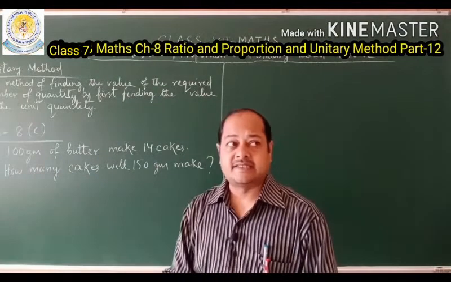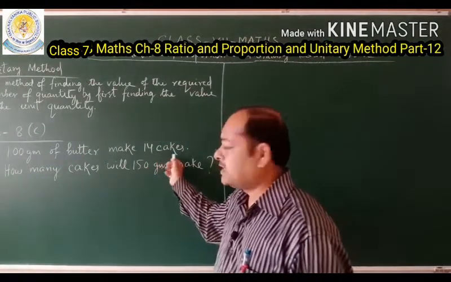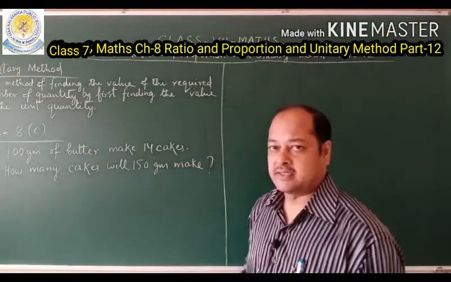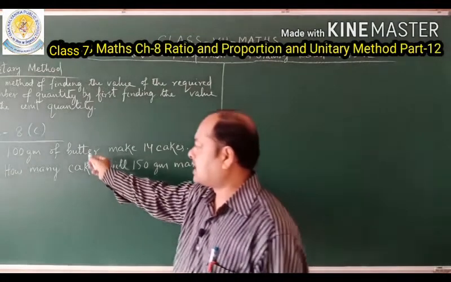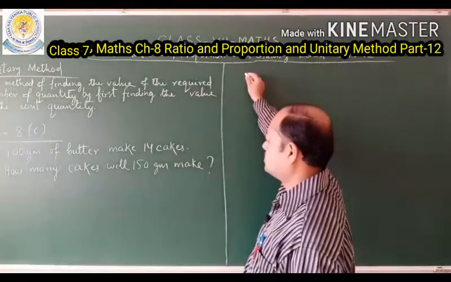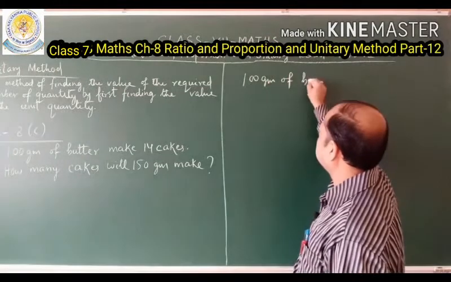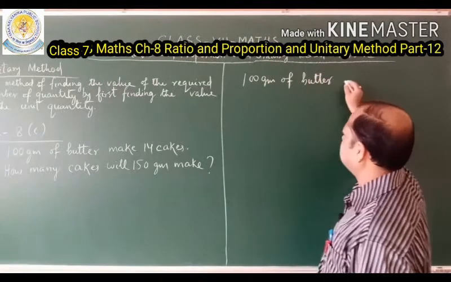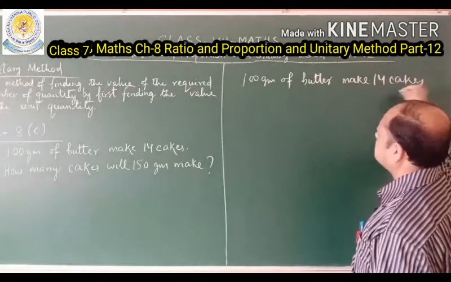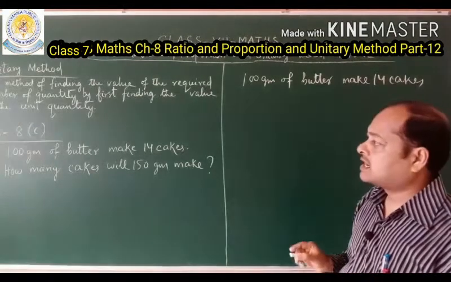Okay, let's start. Exercise 8C, first question says that 100 gram of butter makes 14 cakes. How many cakes will 150 gram make? So in the question it is given: 100 gram of butter makes 14 cakes. Just write down what is given first. 100 gram of butter makes 14 cakes.